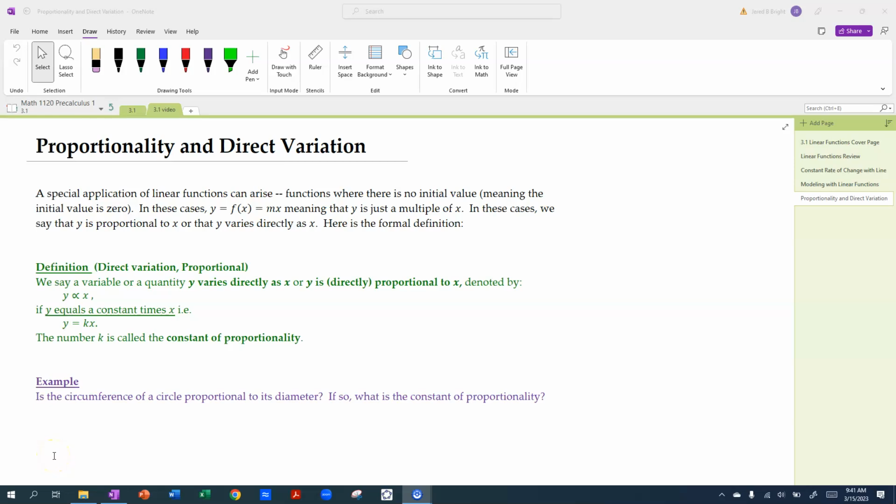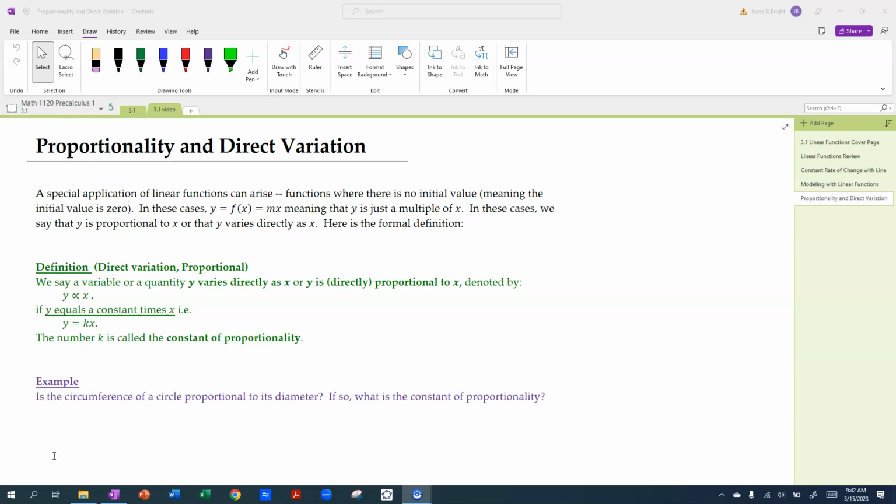As we talk about linear functions, there's one special type of linear function that can arise, a function where there's actually no initial value, or at least no initial value that's visible. And that just means that the initial value would be zero. It starts at 0, 0.